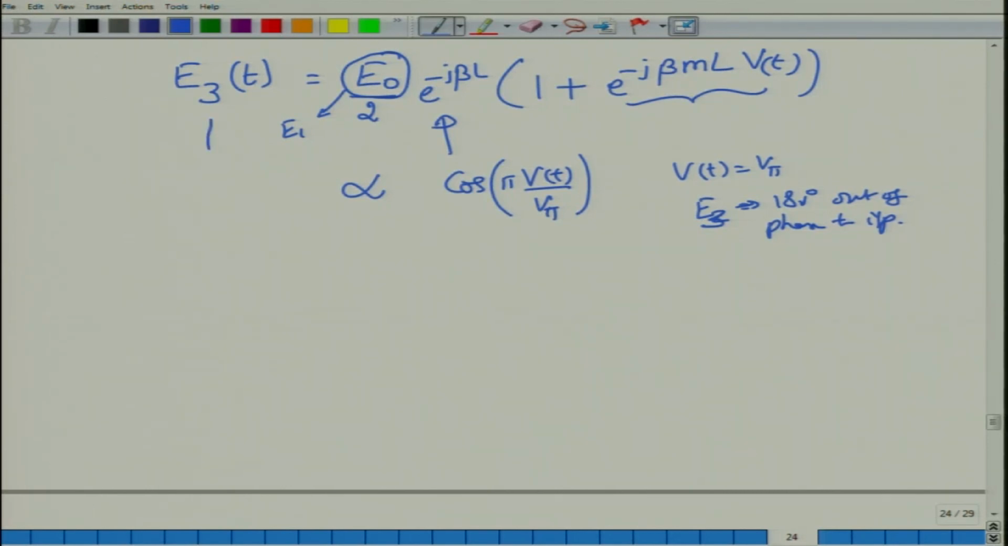So the important lesson here is that as long as the phase change is very slow, then you can write the electric field amplitude of port 3 in terms of this. In fact, now if you change V of t, you can actually change the amplitude E3 of t. Of course, you will also change the phase because the phase factor is still present, which we neglected, but you do not have to neglect it if you are interested in the phase.